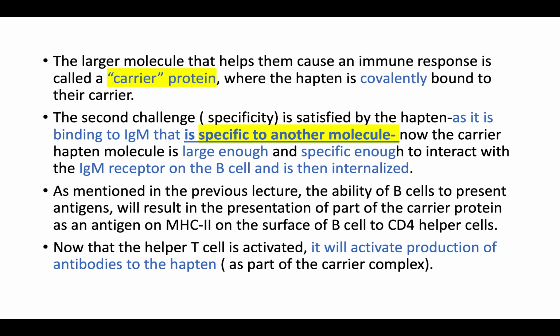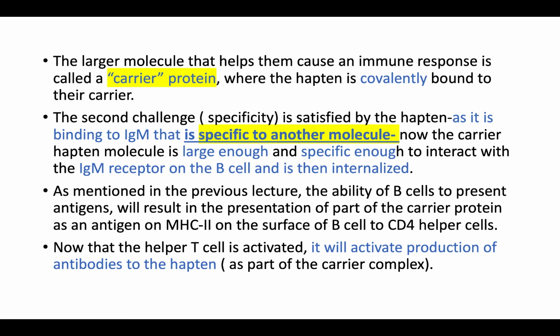Now, this is a carrier protein, and it is usually a self protein, so I will not react to it, because I know this is not a self protein. So what does it do? The specificity is taken from the specific part of this large molecule, which is made up of a carrier protein and the hapten, the specific part, and the protein part, which is the carrier protein. And this is how it happens.